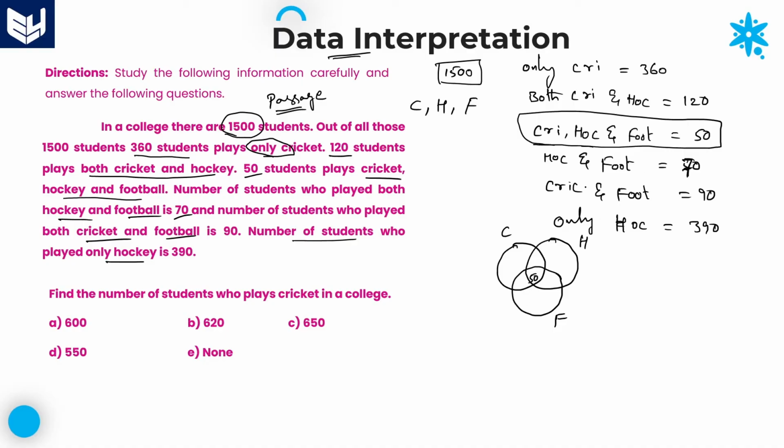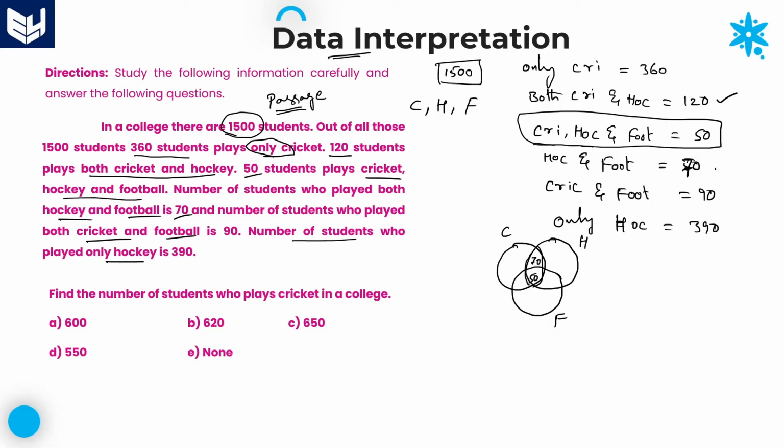After that, look at the combinations of two games: cricket and hockey, hockey and football, and cricket and football. Look at the first one, cricket and hockey, is 120. Out of this 120, in this intersection region, 50 is already filled. You are left with only 70. That 70 will come at this position.